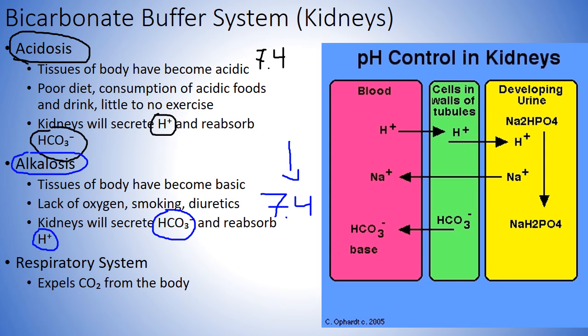The respiratory system also comes into play here. Because carbon dioxide quickly reacts with water to form carbonic acid, the respiratory system, when we know our lungs, will expel carbon dioxide from the body. So depending on what type of environment our bodies are in, either acidosis or alkalosis, our respiratory system will expel carbon dioxide.